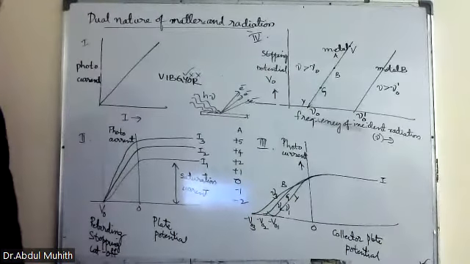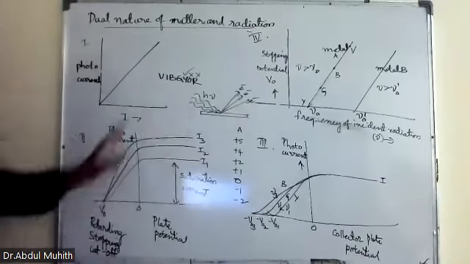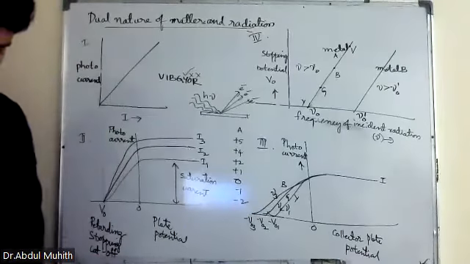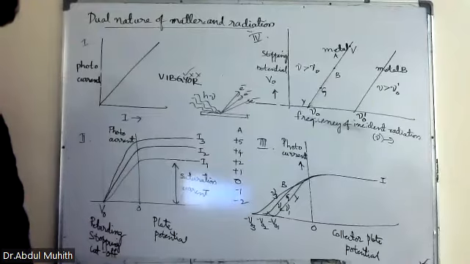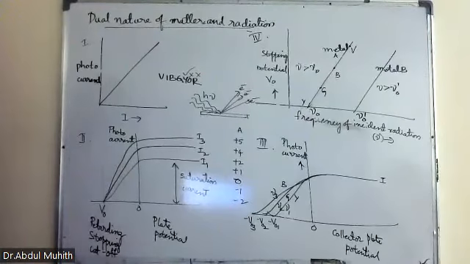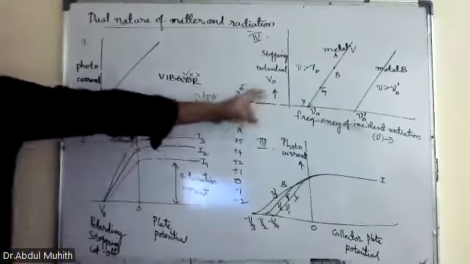Now, next one here. We'll discuss about the 4 graphs, what they are saying. Number 1 says the stopping potential varies linearly with the frequency of the incident radiation for a given photoelectric material. The first one here.